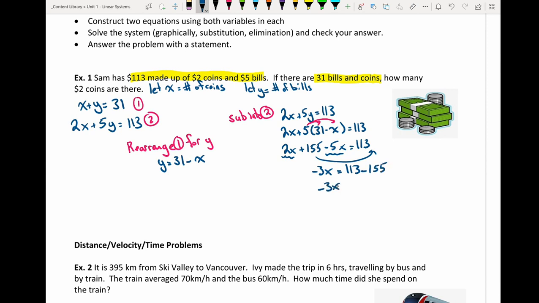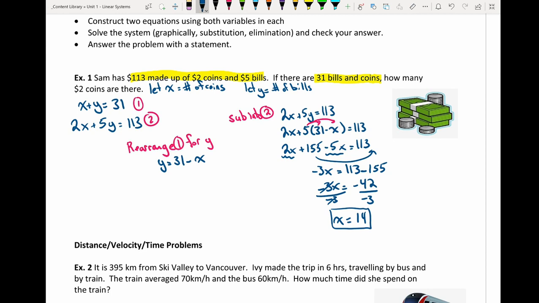We get negative 3x equals negative 42. And now to cancel out the negative 3x, I'm going to divide by negative 3 on both sides. That cancels out on the one side, and I'm left with x equals 14. So that is part of my answer.